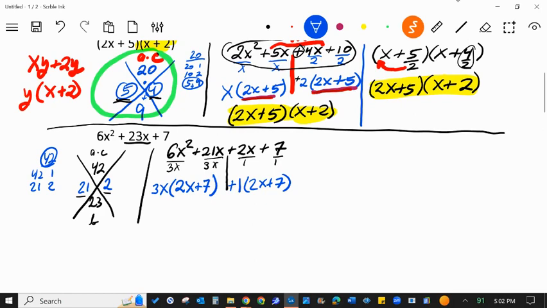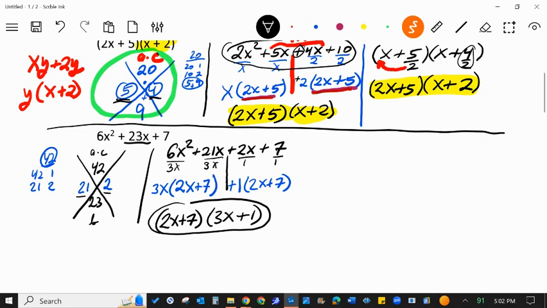Now we'll take the 2x plus 7 out as a common factor, and we have the 3x and the plus 1, and that is our solution. So if you got that, you were right. Now let's see if you tried it the other method and saw whether or not you got it.